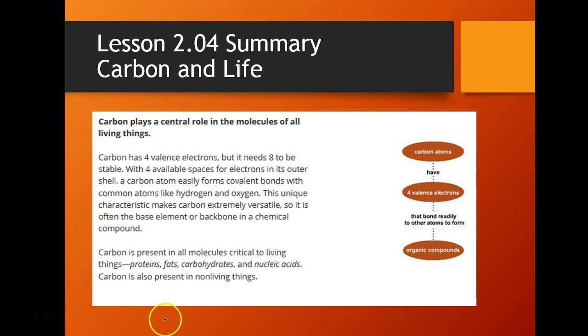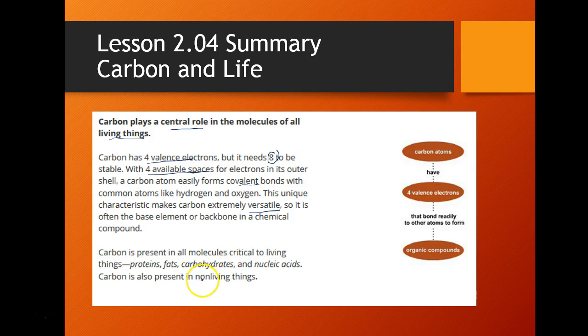So here's a summary of what we went over today. We talked about how carbon plays a central role in the molecules of all living things, specifically because it makes up organic compounds. Carbon has 4 valence electrons, but remember it needs 8 to be stable. So it has 4 available spaces for electrons in its outer shell, and so that allows the carbon atom to easily form covalent bonds with common atoms like hydrogen and oxygen. This makes carbon extremely versatile, so it is often the base element or backbone in a chemical compound.